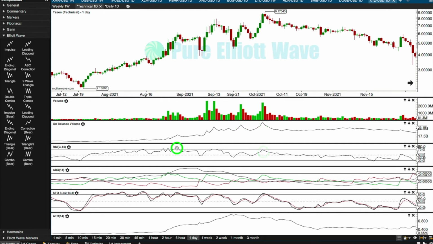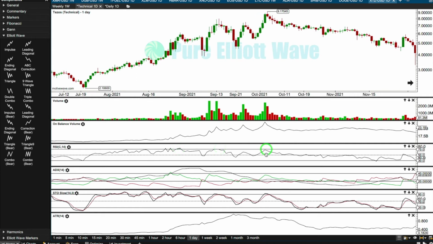RSI exhibits bearish divergence from this peak to this peak to this peak again. 1, 2, 3, double bearish divergence and again a failure swing. ADX reaches very extreme back here and at the final high just indicating an upward trend. Stochastics overbought, ATR declining to the high. Bitcoin does that as well. And no bearish candlestick pattern.